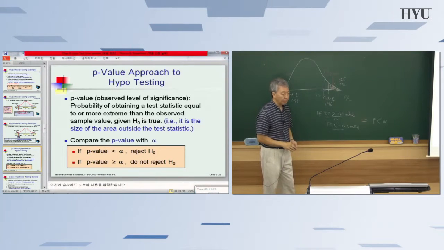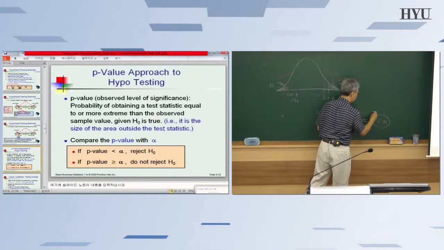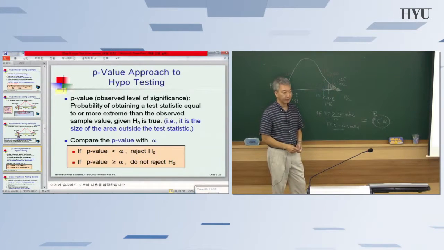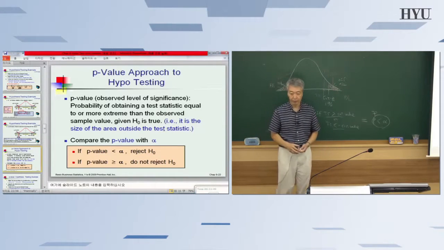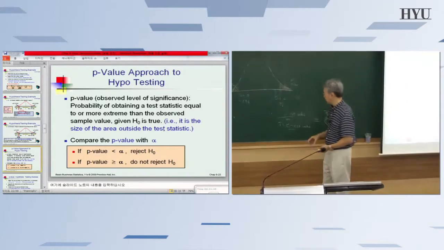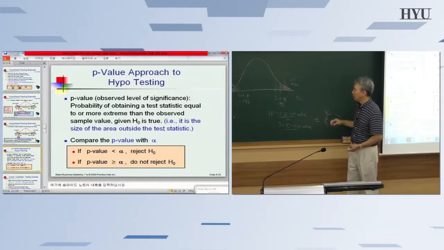If you're using the p-value approach, all you need to say is this: if p is less than alpha, reject the null hypothesis. And we are doing the same thing. You see that consistency? It's the same rule as this one. How is it more convenient?